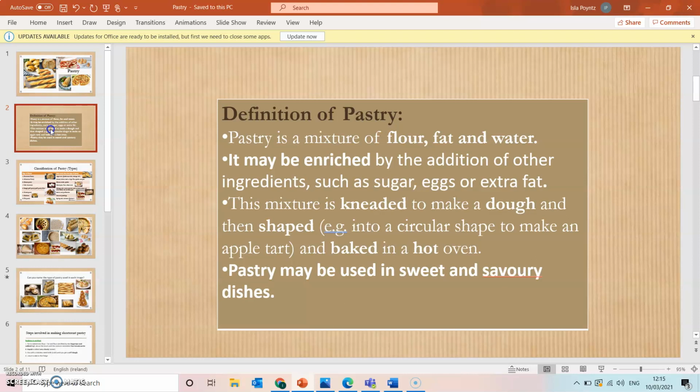So it may be enriched by the addition of other ingredients. So sometimes if you want to make a rich short crust, you'll add sugar or eggs or extra fat. This is needed to make a dough, and then it's shaped, so into a circular shape to make an apple tart. And it's baked in a hot oven, and it can be used in sweet or savoury dishes. So savoury is something that's not sweet.